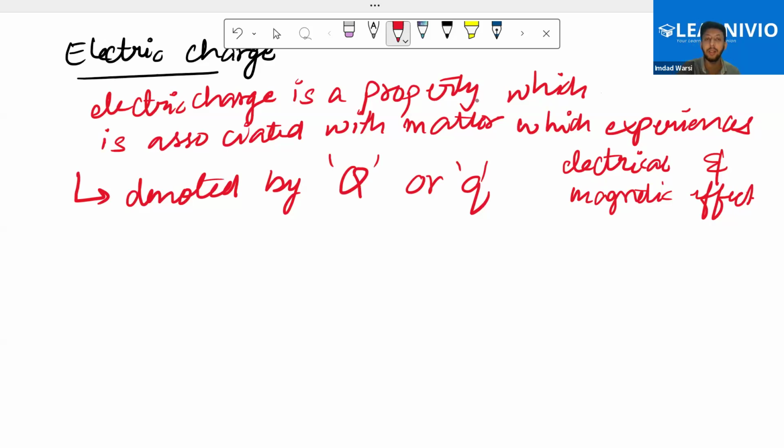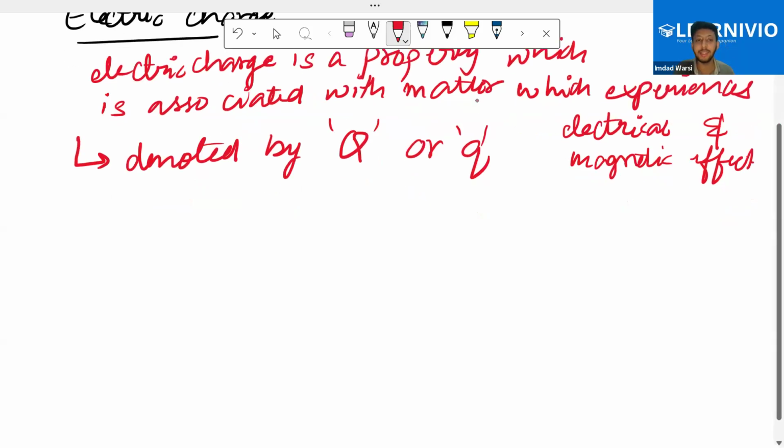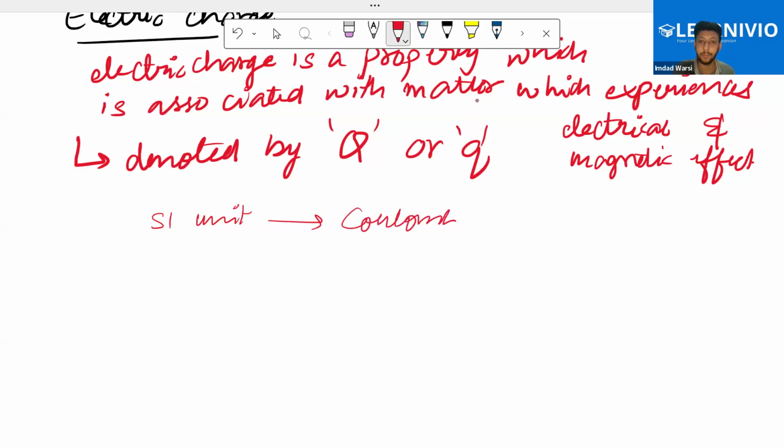Similarly, what quantity will I be using for electric charge? If I have to measure charges, what will I be using? So that is called the SI units, if we talk about it, right? So the SI unit for charge will be coulomb, denoted by capital C, right?